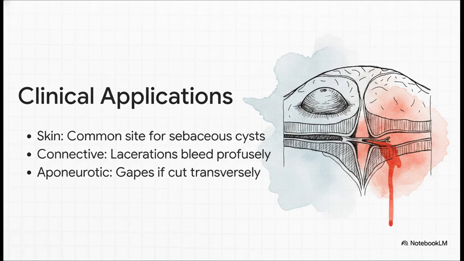Now, pay close attention to this next part for your clinics. In that second layer, the dense connective tissue, it firmly holds the walls of the blood vessels open. So when these vessels get cut, they literally can't retract and constrict. That is exactly why even a tiny scalp laceration will bleed like crazy. Also, regarding the aponeurotic layer, a scalp wound is really only going to gape wide open if that aponeurosis is cut transversely, which pulls the muscle bellies apart.